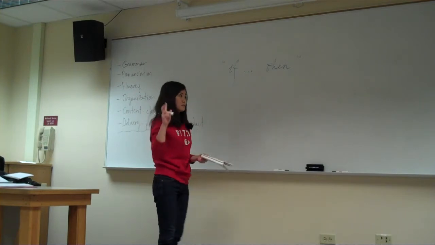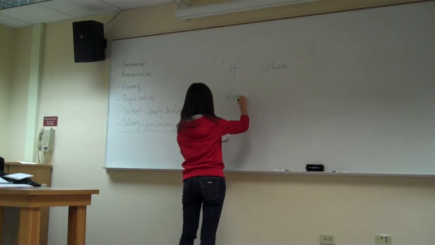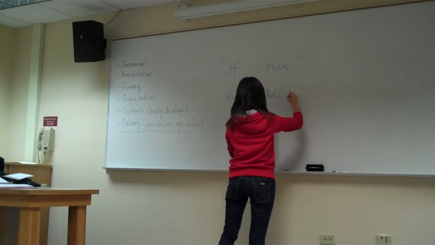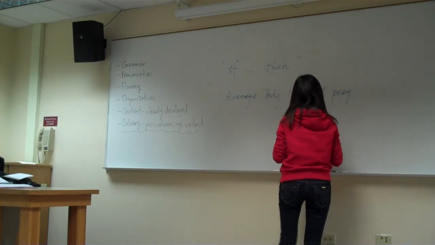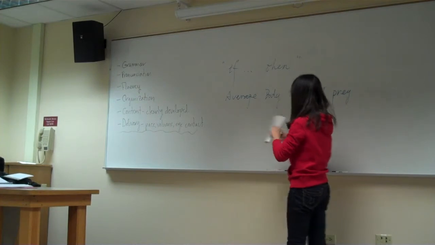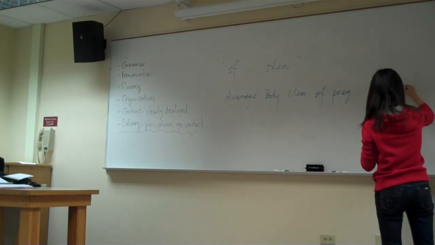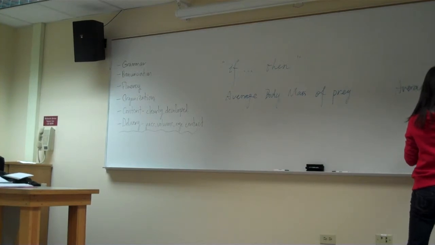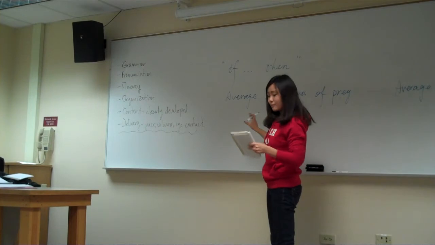The data has two points. The one is the average body mass of prey, because you will compare these two data, and the other is the average length of points. I'll just give an example.